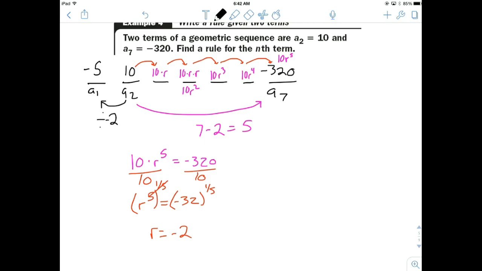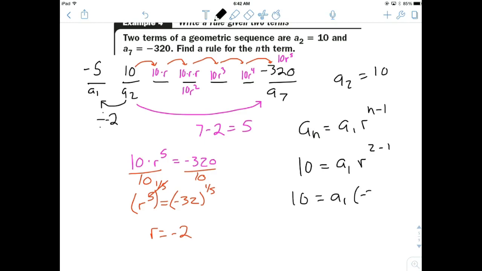But I don't want to rely on that method because what if I gave you a sub 90 and a sub 98? All right, you need to be able to solve for that a sub 1 without it. So the idea is that we can just go back to our general rule. If I know that a sub 2 is equal to 10, that means n is 2, I would get a 10 here, a sub 1 r to the 2 minus 1. And now I know r is negative 2, so I can plug in a sub 1 times negative 2. 2 minus 1 is just 1, so that's just going to go away. And so you can see how you're going to be able to divide, and we get our negative 5.